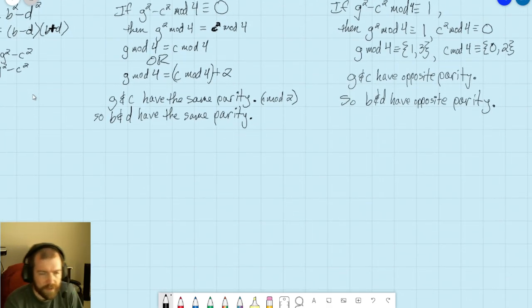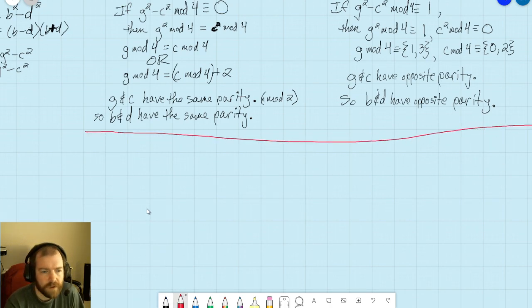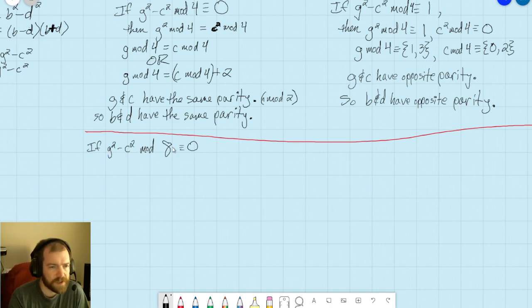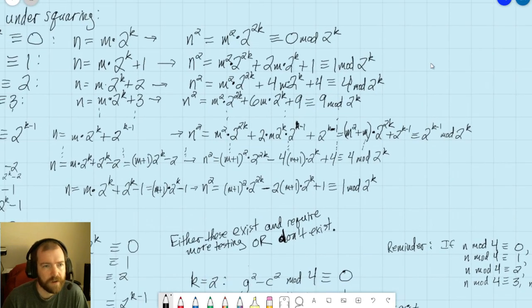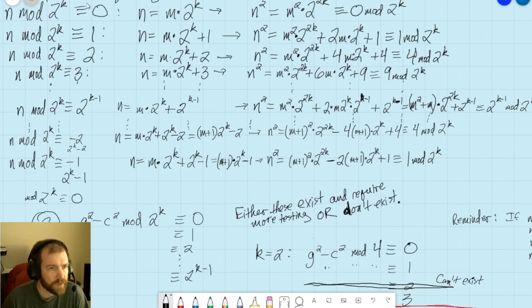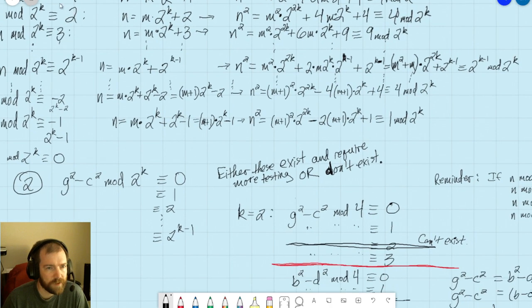Let's just check something here anyway. So we also work with g squared minus c squared mod 8. Then we have to do this whole, well, actually we have it in general up here. So we can get 0 through 7 as our possible moduli.